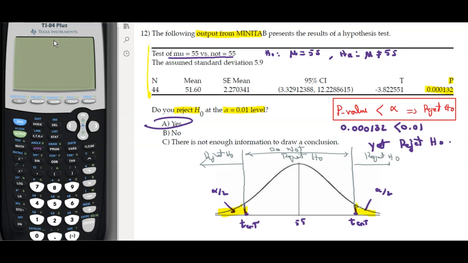Now if I'm getting the p-value, which is 0.000132, so the half of the p-value obviously is going to be smaller than the half of the alpha value. And if I'm going to place it here, so probably the p-value is going to be this shaded area, very small. So this is p-value over 2.